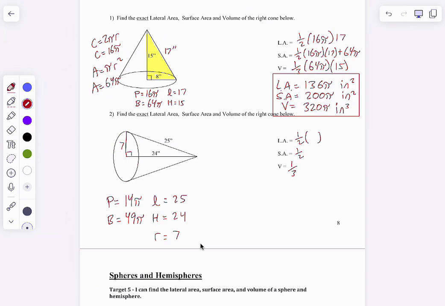So then for the lateral area, you're putting in the perimeter of the base times the slant height. This is the same plus the 1 base. Volume is base times height.